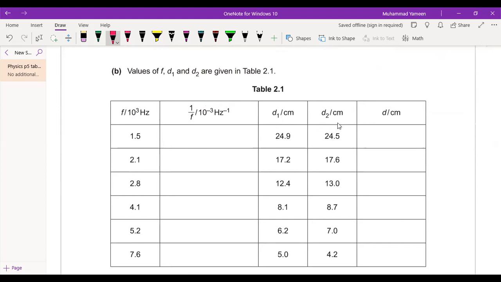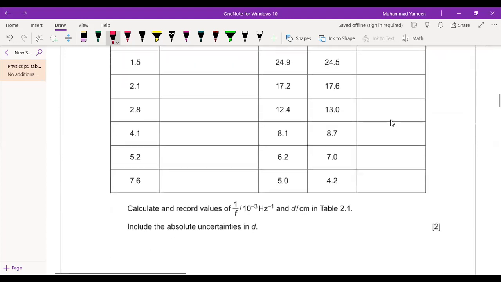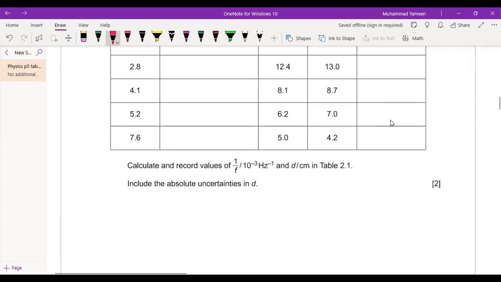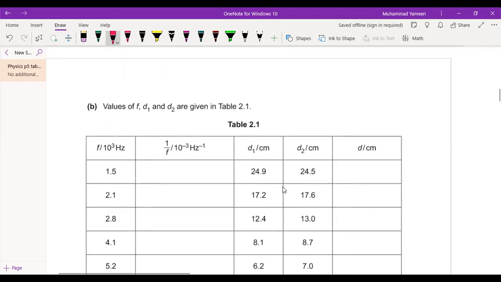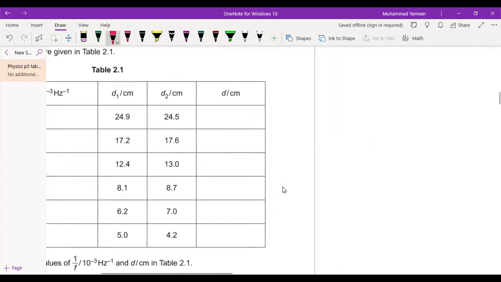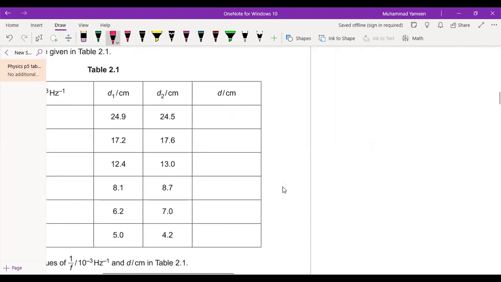D1, D2 are in centimeter, and you have to calculate and record the values of 1 over f and D, and include absolute uncertainties in D. Now you can see you are given two readings of D, D1 and D2, and you have to find D with its absolute uncertainty. So what's the rule? If you are given repeated values, then you have to take their average.